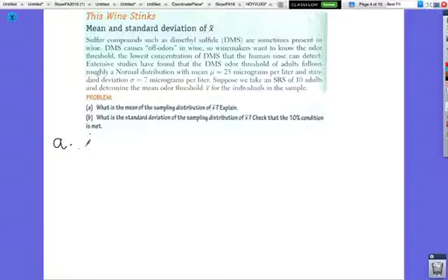For A, what is the mean of the sampling distribution of X bar, and explain. So we're finding the mean of the X bar. Since X bar is an unbiased estimator of the mean, the mean for X bar would be equal to the mean for the entire population, which we know is 25. So the mean sub X bar would be equal to 25, and this means that the mean of the sampling distribution would be 25.